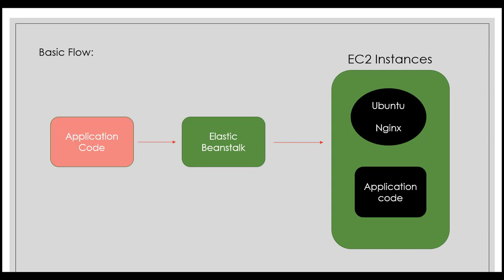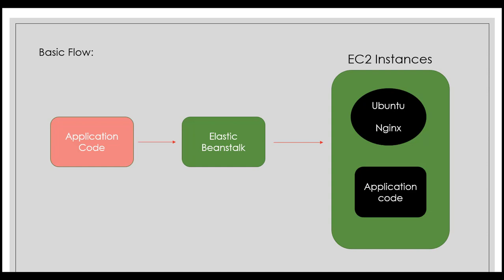It creates, like if there's a requirement of Nginx web server or Tomcat, if you're running Java on Tomcat, then all the web server and everything gets pre-installed. And using your application code, your application gets deployed on that particular EC2 instance. So all this happens automatically in the backend. You don't have to worry about anything. Just get your code and deploy it.